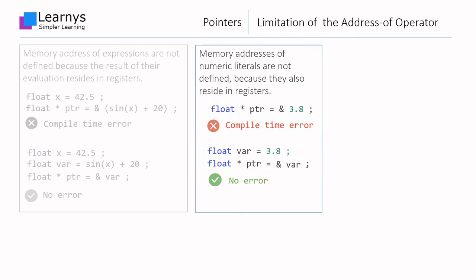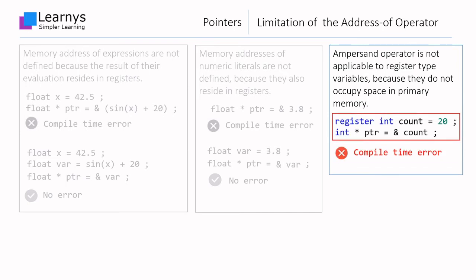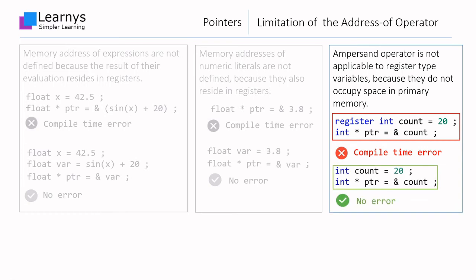For the same reason again, the ampersand operator is not applicable to variables declared to be stored in registers by making use of the register keyword. In this example, the first line declares count to be stored in registers by prefixing the keyword register in its declaration statement, whereas non-register type variables have perfectly valid addresses and the address of operator can be applied over them without causing error. See the example on your screen.